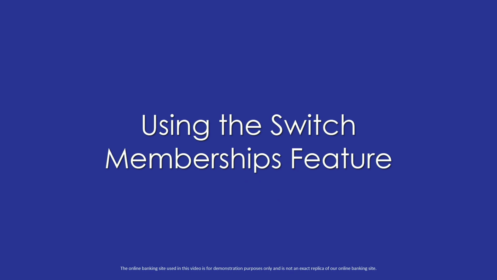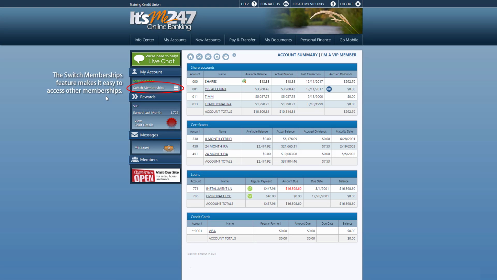This video will show you how to use the Switch Memberships feature in It's Me 247 online banking. This time-saving feature makes accessing other memberships quick and easy by eliminating the need to log out and back in again. Let's take a look at how it works.